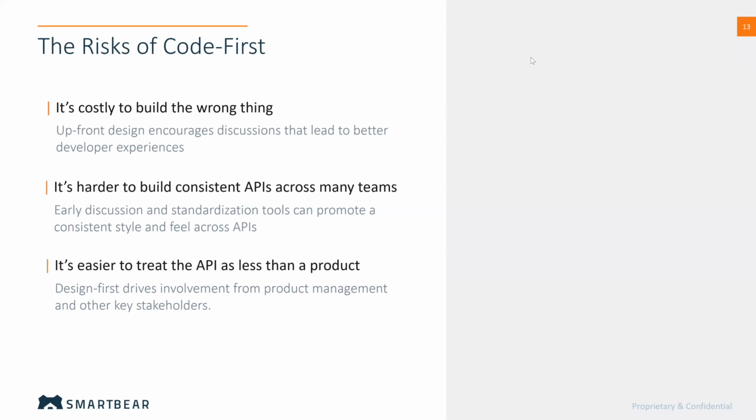So you can see a couple of other risks involved with code first here. The first one there, it's costly to build the wrong thing. Upfront design encourages discussions that lead to better developer experience. We talked about that a little bit a second ago. Anyone who maybe has joined more than one or two SmartBear webinars before, you've probably seen that graph where we talk about the cost of fixing a bug, with respect to at what point in the software development lifecycle it's found.